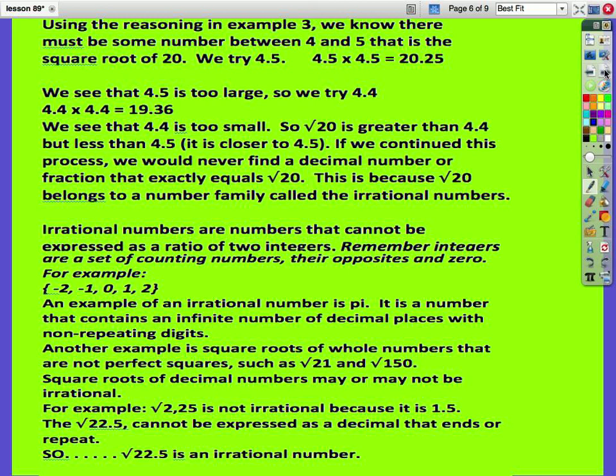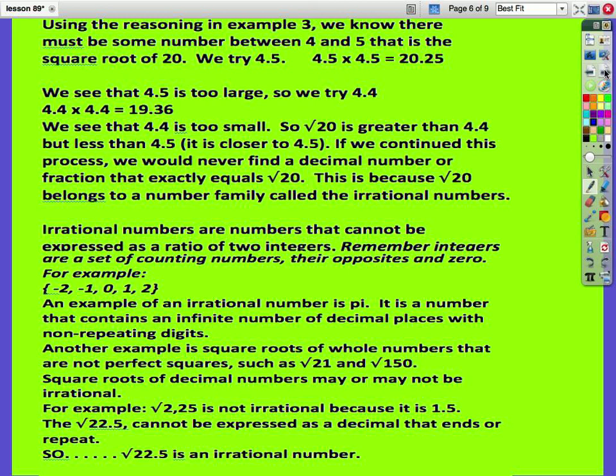Another example of square roots of whole numbers that are not perfect squares are 21, 150. Okay? Square roots of decimal numbers may or may not be irrational. For example, square root of 2.25 is not irrational because it's 1.5. 1.5 times 1.5 equals 2.25. Okay? The square root of 22.5 cannot be expressed as a decimal that ends or repeats, so therefore it's irrational.